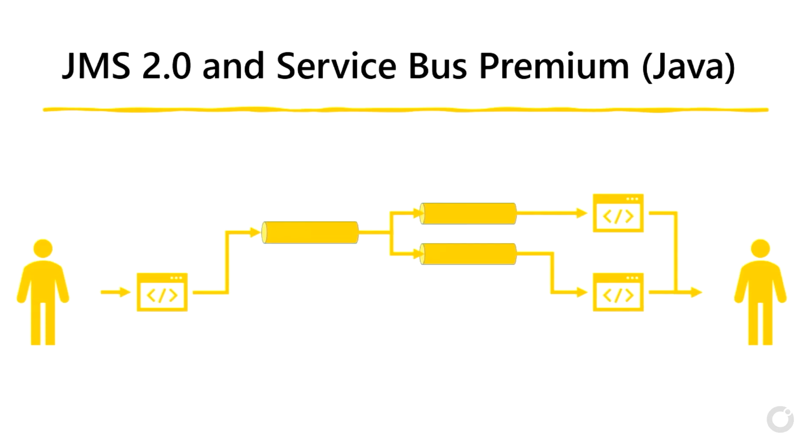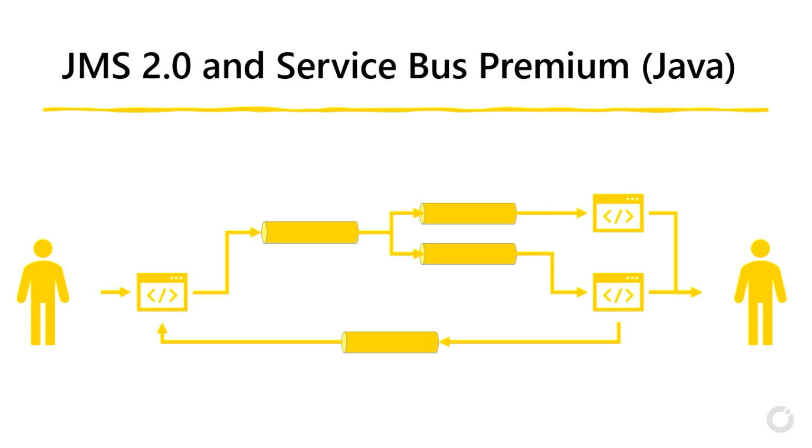Now, the nice thing about JMS is that we get some features that we did not have before in Service Bus. One of those is temporary queues. What we are going to do is say, okay, we might send a message, but we actually want to get an acknowledgement back at the producer. So we are going to create a temporary queue, and get an acknowledgement back to our producer.